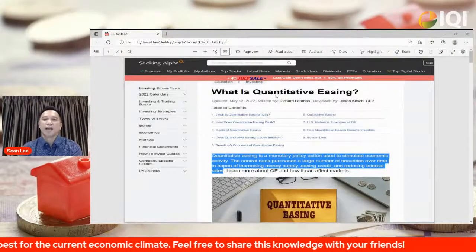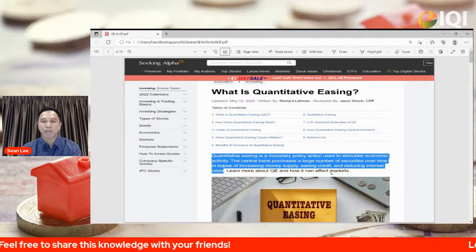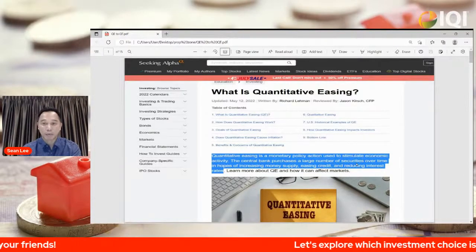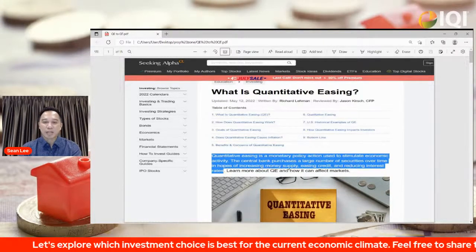review. And I'm sure many of us are already familiar with what quantitative easing is. Basically, in short, there are three things, right? The central bank purchases a large number of securities and government bonds. You're talking about especially the Fed purchasing securities over time in hope of increasing the money supply.